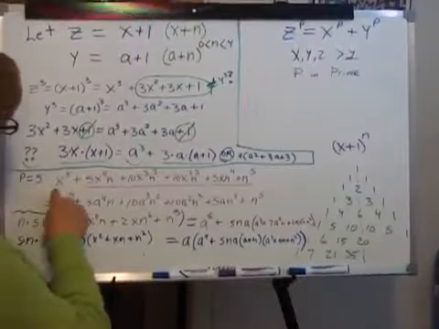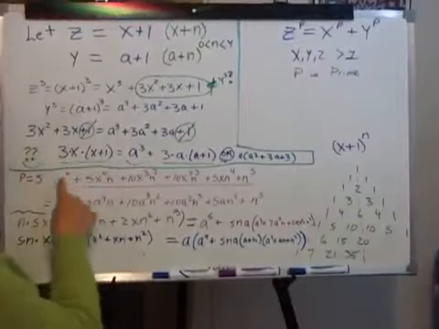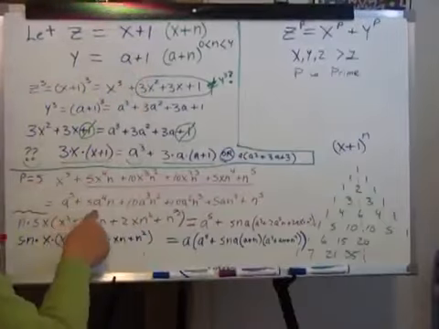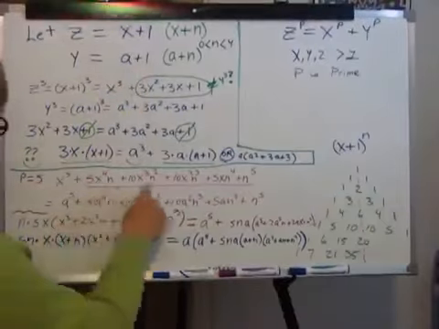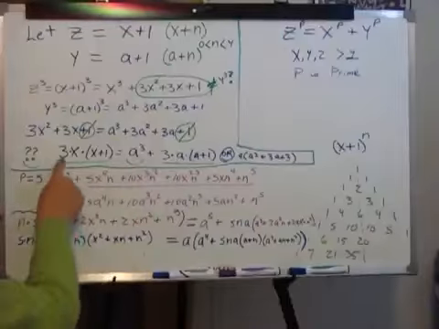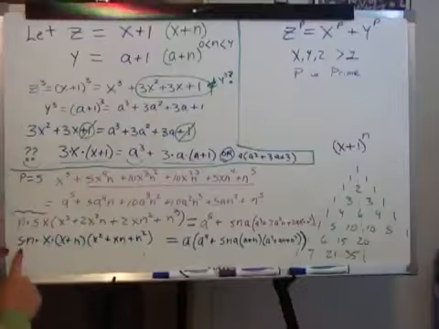Here's the thing. X to the, or z to the 5th is going to be x to the 5th plus 5x squared, and so on. And y to the 5th is going to be a to the 5th plus all the same stuff with an a instead. You set them equal to each other, we do the exact same procedure. And we end up with this exact same situation, except instead of a 3, we're now at power of 5.